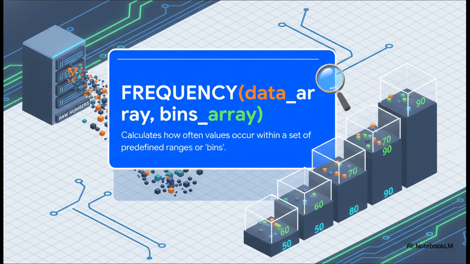The key function here is FREQUENCY. It's what we call an array function, which is just a fancy way of saying it works with entire groups of data all at once. It just needs 2 things. The data array is your messy list of raw numbers, all the evidence you've gathered up. The bins array is a list of categories that you get to define.